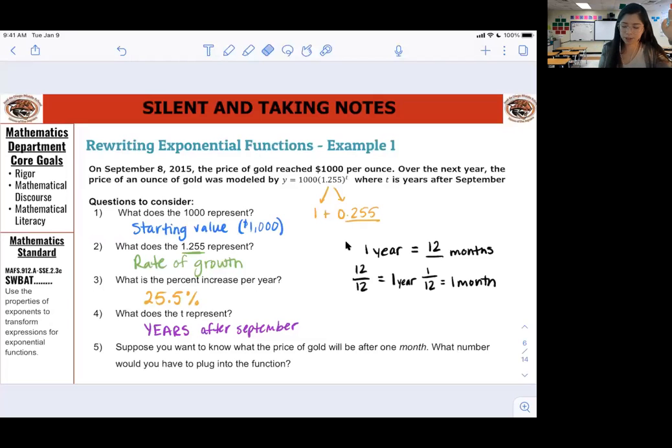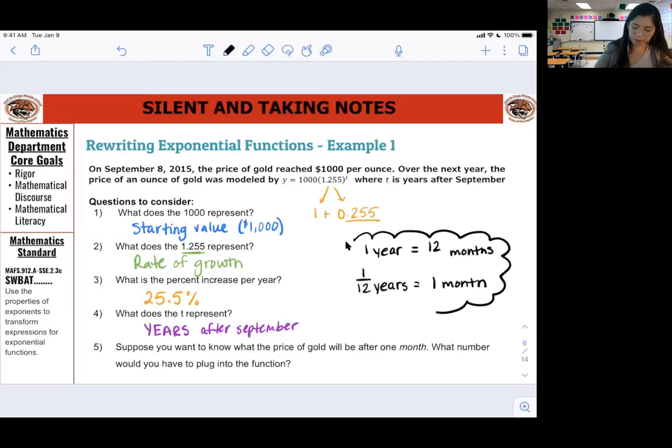It's kind of hard to think about, but just remember it this way. I'm just going to keep writing it this way. So 1 out of 12 years is 1 month. That's the relationship. So I'm going to just circle that, highlight it, write it in your notebook. So in order to figure out what the value of gold is going to be after 1 month, you're just going to plug in 1/12 into your function. So you would plug in 1/12.